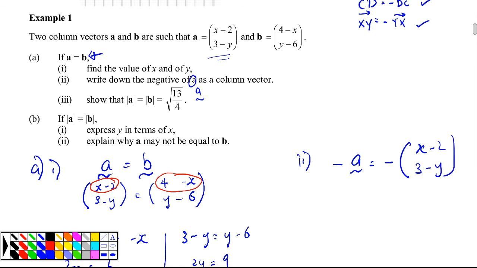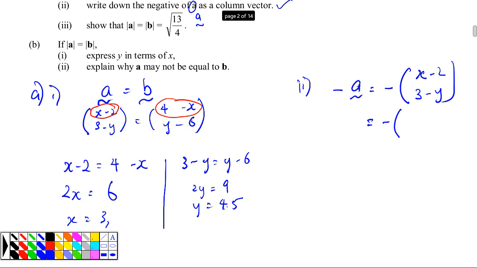Do you think you need to substitute in the x and y? You have found x and y. They want you to express the vector as a column vector. Do you think you have to put in the x and y? Yes. Okay, so minus. So you put in. This is 3 minus 2. This is 3 minus 4.5. So what's the answer?